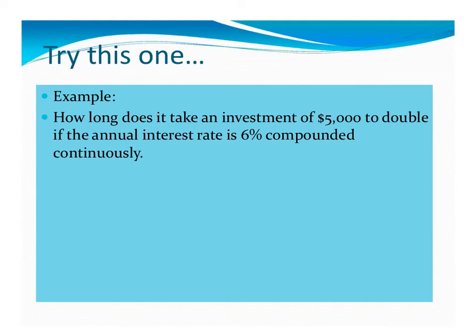Alrighty, we have a similar problem here. How long does it take for an investment of $5,000 to double if the annual interest rate is 6% compounded continuously? Well, this time we're actually given a dollar amount. Feel free to pause this at any time and try it on your own. If I'm given $5,000, I'm starting with $5,000, right? And I'm compounded continuously, so 0.06 times t. I don't know what t is going to be. Well, what's my investment going to be if I double that? Well, it's going to be $10,000.